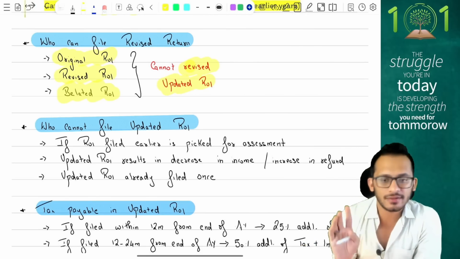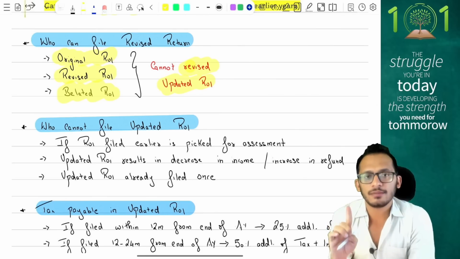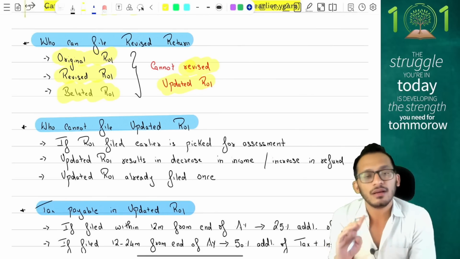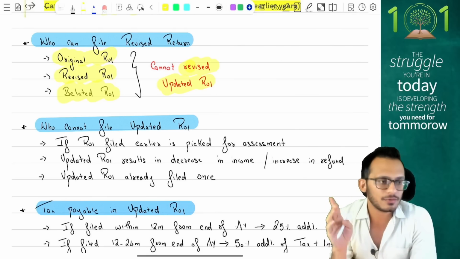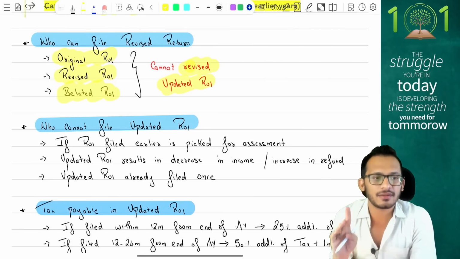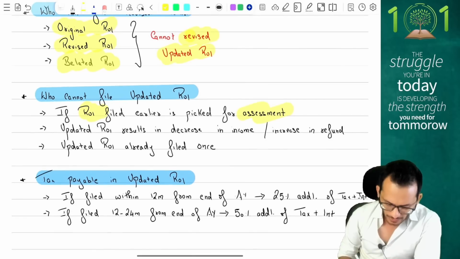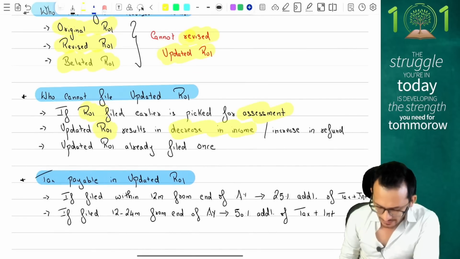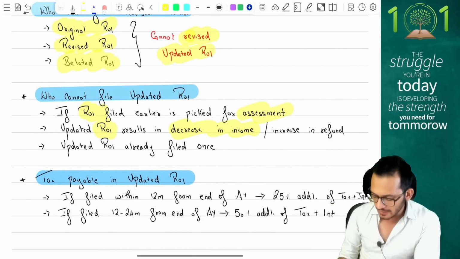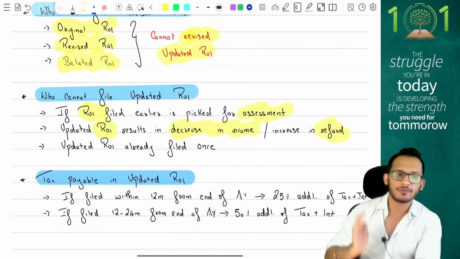This brings me to the updated return provisions. The updated return provisions say that you can file an updated return for any instance where there is tax payable. So what are the cases where you cannot file an updated return? If the return of income has been picked up for scrutiny. If the updated return results in a decrease in income, meaning my income is going to fall, or an increase in refund, meaning I am expecting more refund from the department.